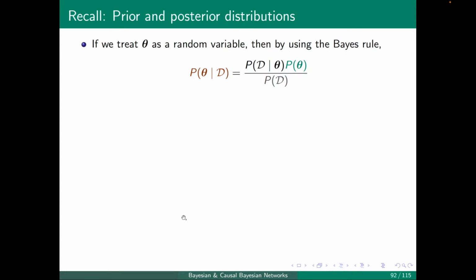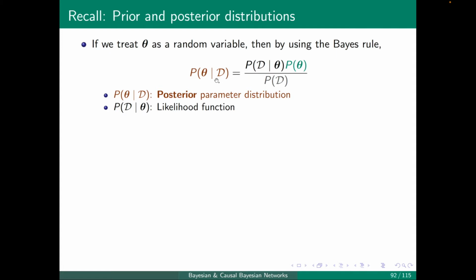Recall prior and posterior distribution. If we treat theta as a random variable, then by using the Bayes rule, I can have this equation. P of theta condition on D is P of D condition on theta times P of theta divided by P of D. Now, this term here is our likelihood that we defined in the previous sections. This term is the posterior probability of theta condition on D. It's the opposite of this one. And this is the prior parameter distribution, the probability of the parameters theta not conditioned on anything.